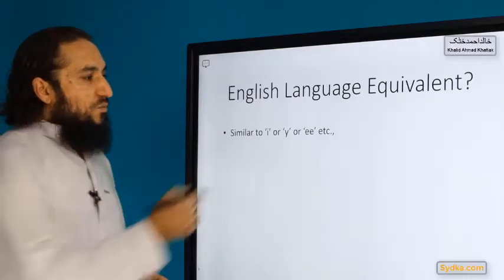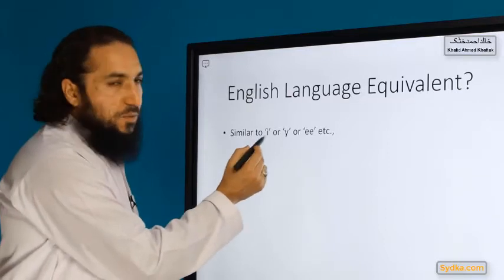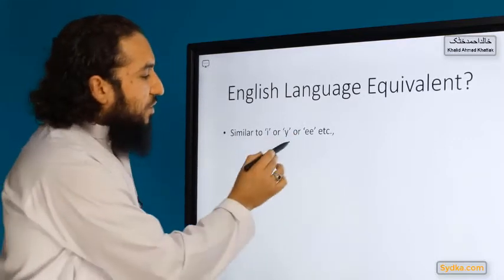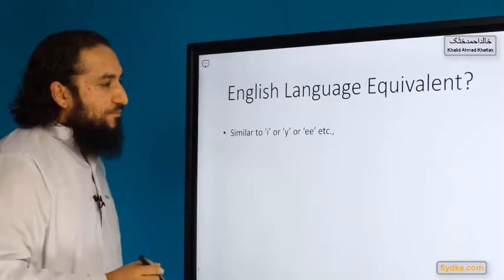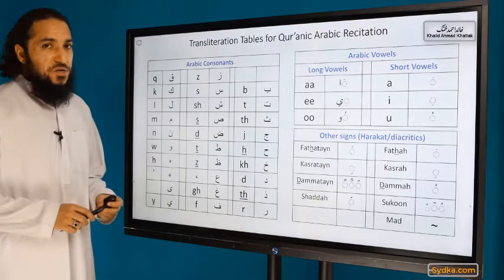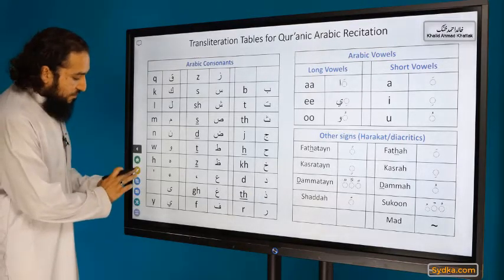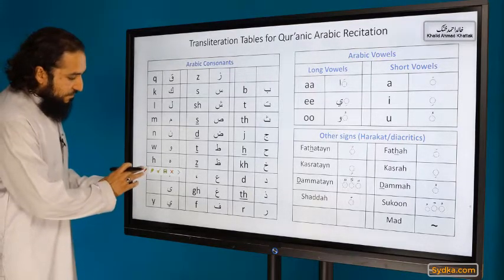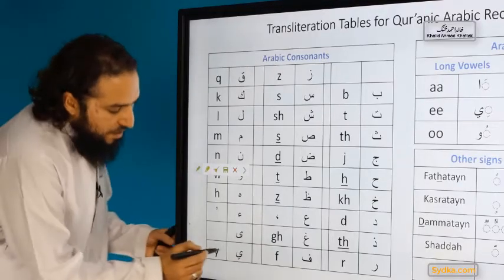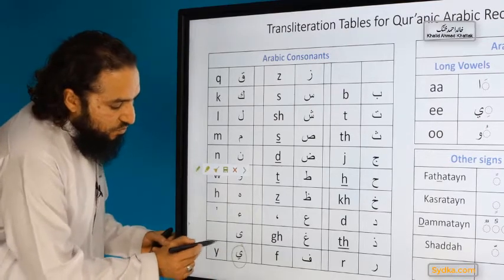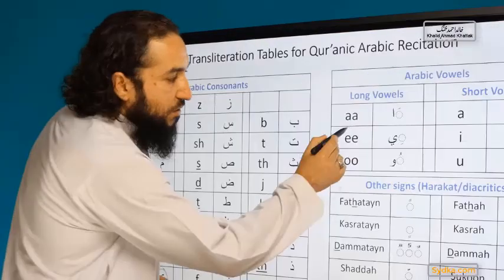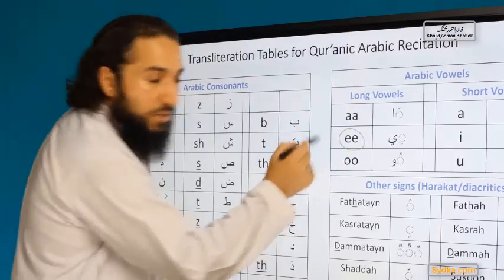So the English equivalent, you can see different ones. Sometimes you see I, Y, or the E sound. The E sound is for long vowel, but the other one you can see for consonant. Okay. So for transliteration purposes, if the ya is consonant, then we use the Y symbol for it. That's only for consonant. But when the ya is used as a vowel, then we use double E sign for it.